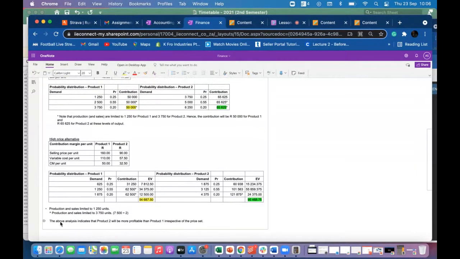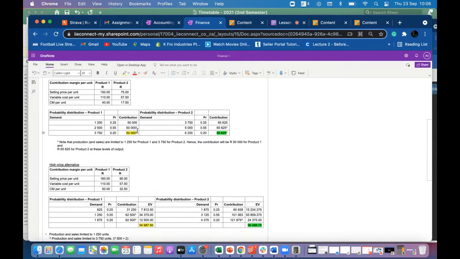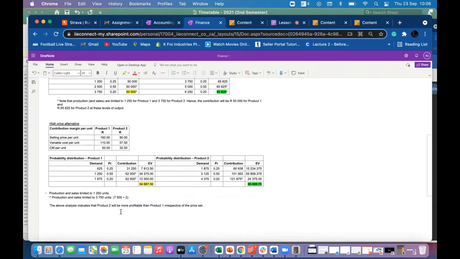So here you can see under the answers, we've been assessing the potential outcomes. You can see whether it's under the low price alternative or the high price alternative. Product 2 gives us 65,000 here and 95,000 there. And here product 1 gives us 50,000 and 54,000. So in both scenarios, you are getting more bang for your buck from product 2.